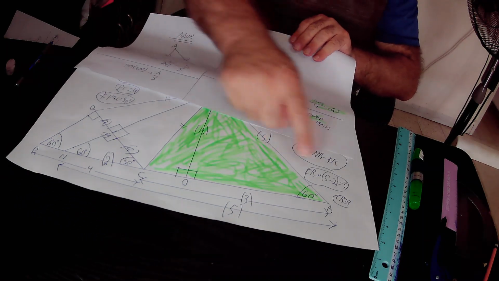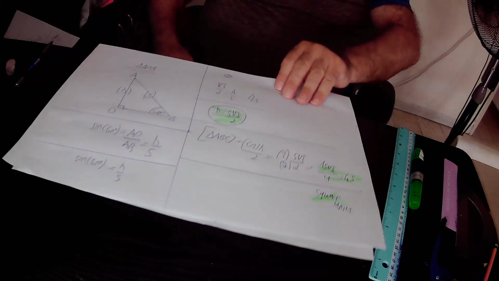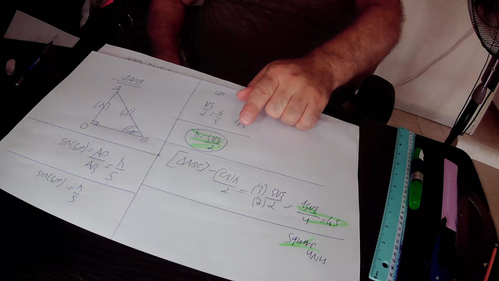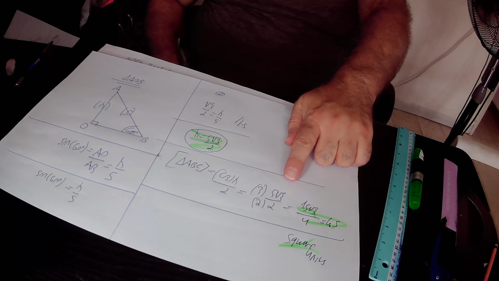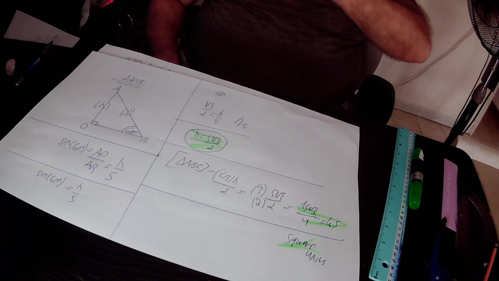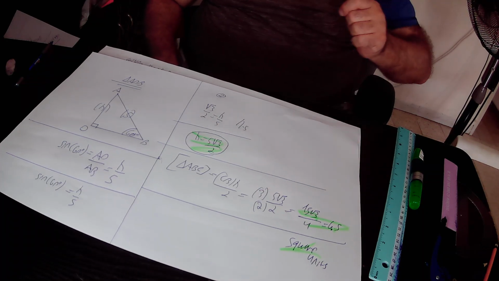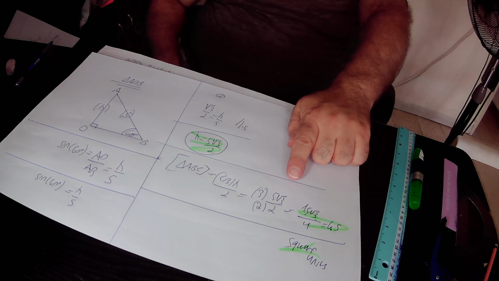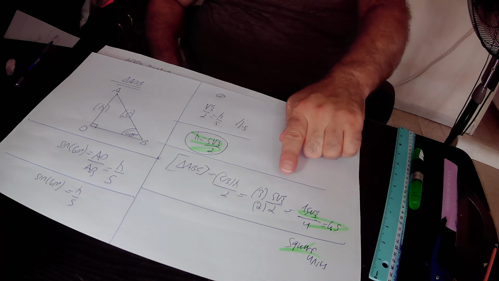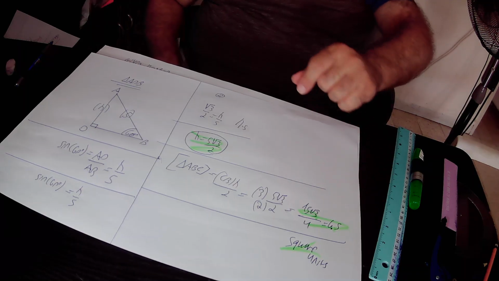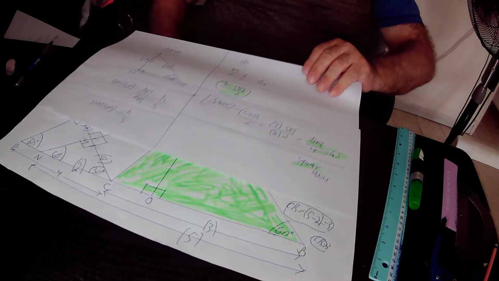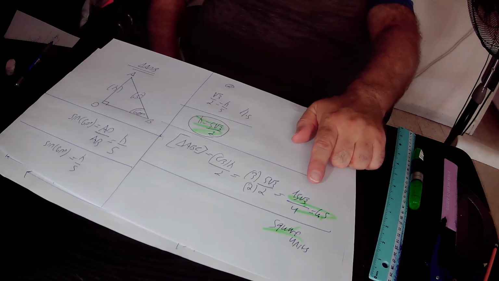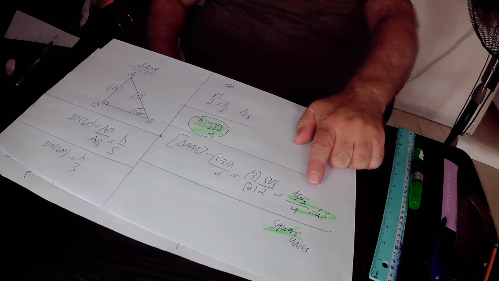CB is 3, times the height H. H is 5 times square root of 3 over 2. So it is 3 times 5 times square root of 3 over 2, and we have to divide it by 2. So in the numerator of this expression, we have 3 times 5, that is 15 times square root of 3, over 2 times 2, that is 4. So the area of this green triangle ABC equals 15 times square root of 3 over 4 square units.